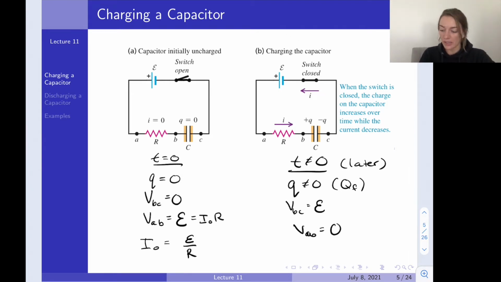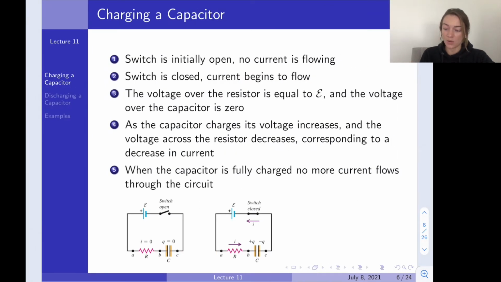Okay, and then the final current through the circuit, as we said, is 0. There's no more current flowing through this circuit. So let's just recap what happened. We call this charging a capacitor because the capacitor goes from 0 charge to its full charge. When we charge a capacitor, first the switch was initially open and no current was flowing. Then we close the switch and current immediately begins to flow around the circuit. So the voltage over the resistor initially, the second we close the switch, is just equal to the EMF provided by the battery.